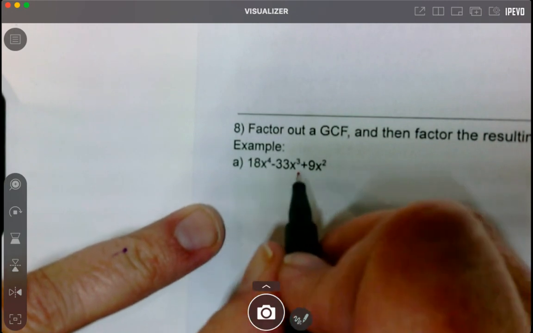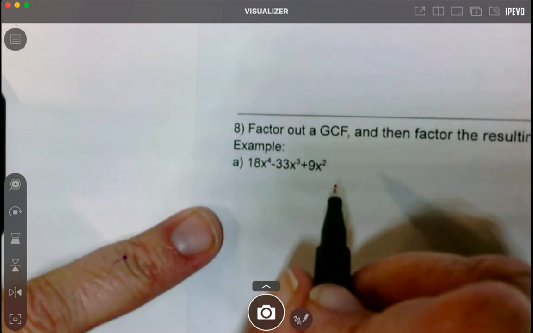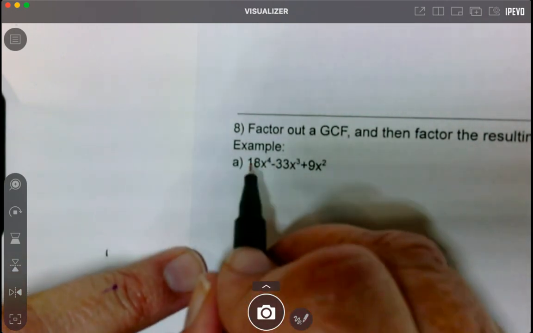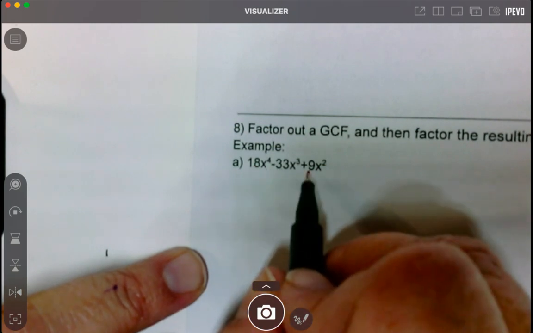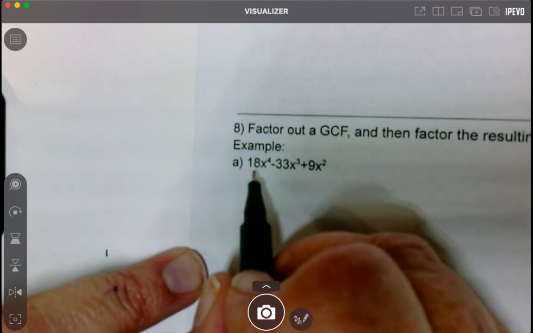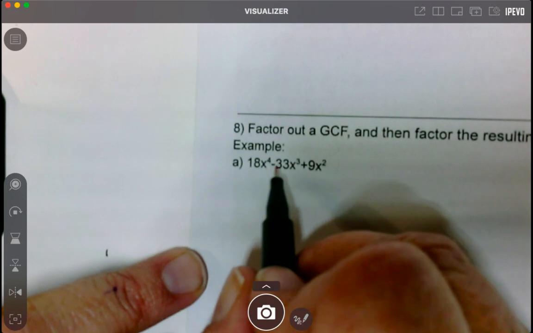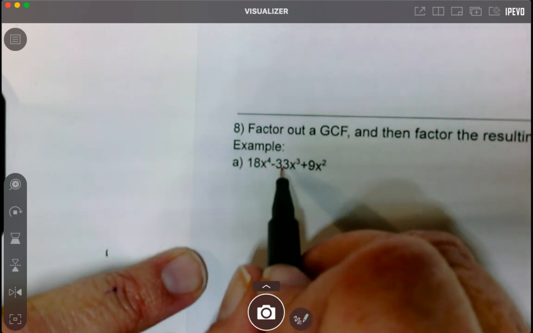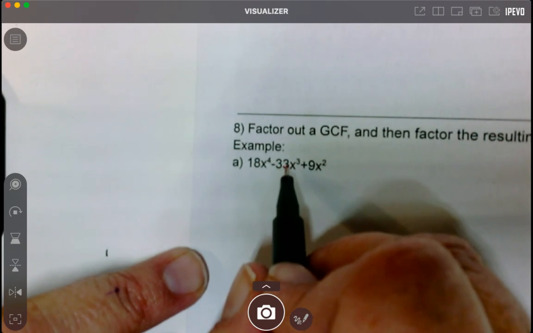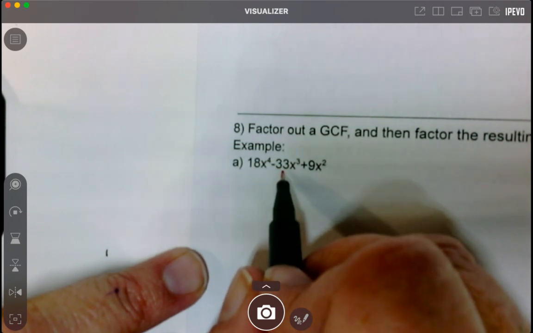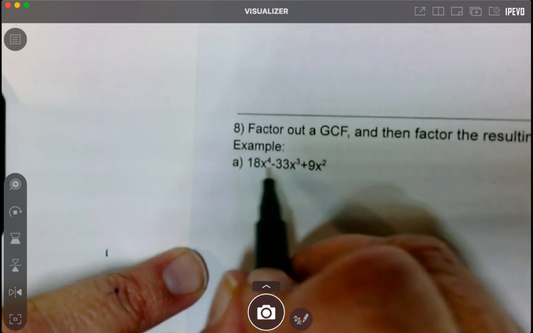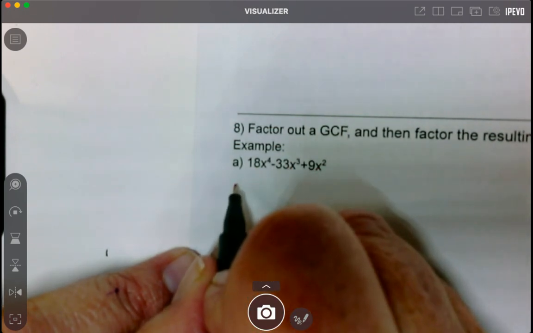Okay, the greatest common factor, what I usually check for first of all is the smallest coefficient: 18, 33, 9. Can I factor out a 9? 9 times 2 is 18, so that would work, but 9 does not go into 33, so I cannot factor out a 9. So what's another number? Well, 33 is literally only 3 times 11, so I can't factor out an 11. I can factor out a 3.